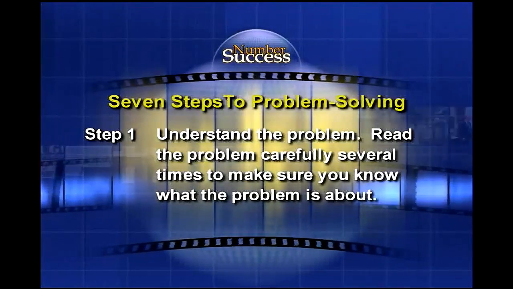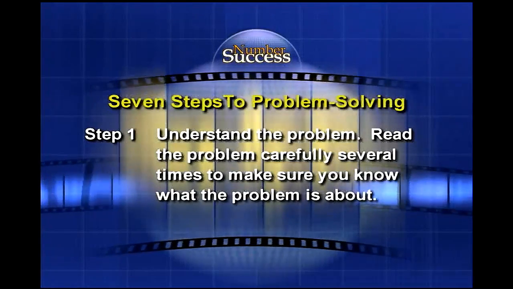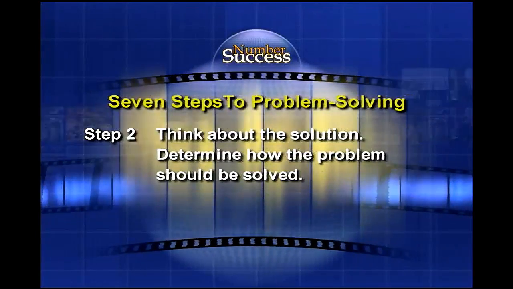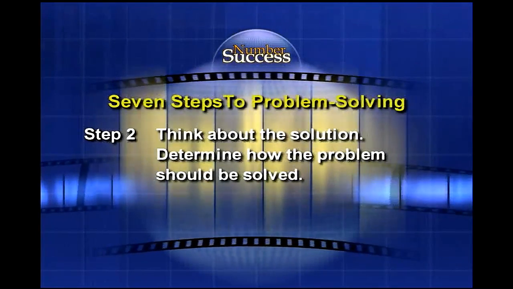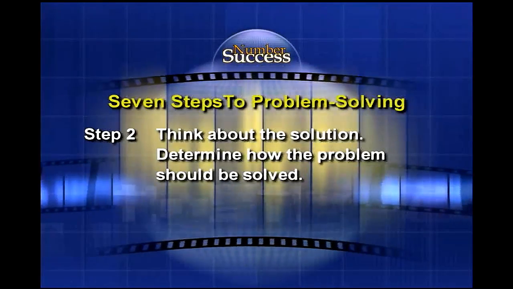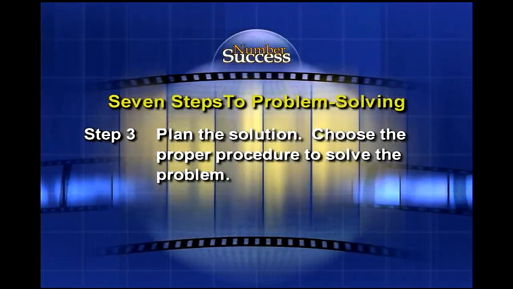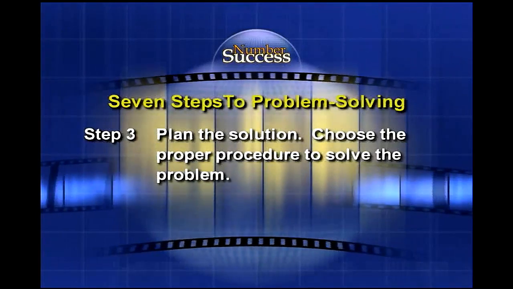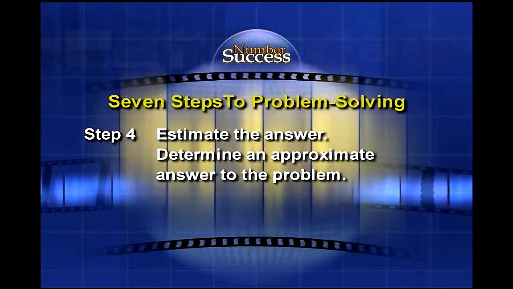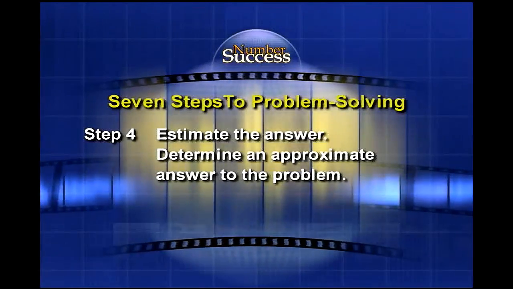Step 1. Understand the problem. Read the problem carefully several times to make sure you know what the problem is about. Step 2. Think about the solution. Determine how the problem should be solved. Step 3, plan the solution. Choose the proper procedure to solve the problem. Step 4, estimate the answer. Determine an approximate answer to the problem.